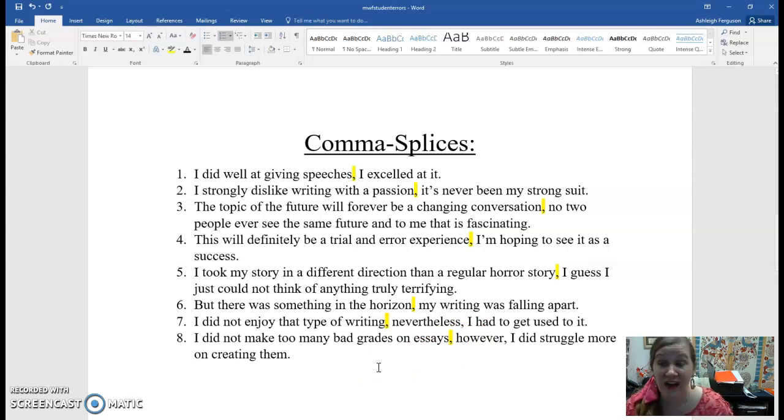And remember, there's those 5 different ways to correct a run-on. You can add a period, make 2 different sentences. You can add a comma and a coordinating conjunction, any of the FANBOYS. You can add a semicolon. Okay, you can add a semicolon with a transitional word or phrase, or you can make one of the sentences a dependent clause and make it a complex sentence.